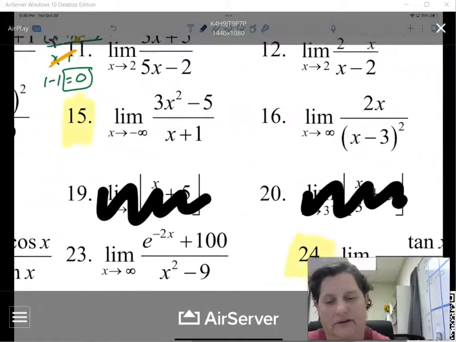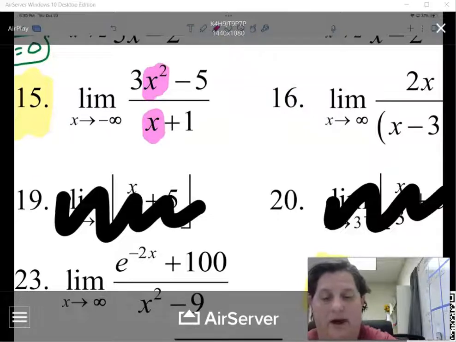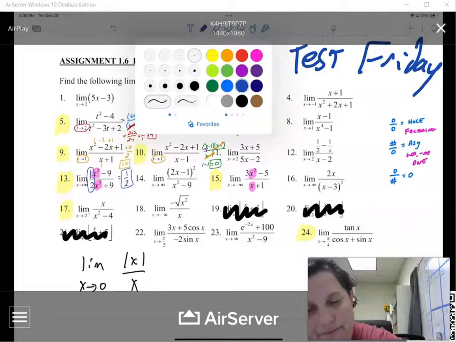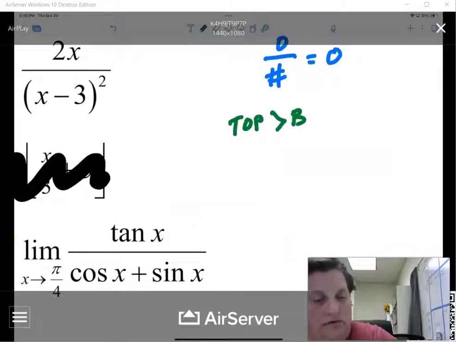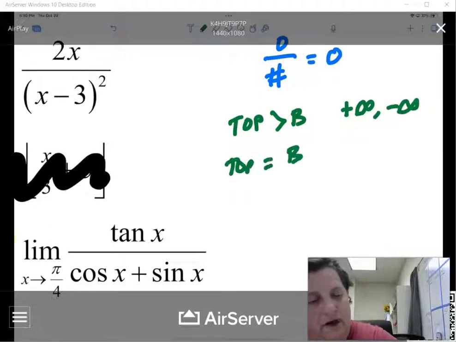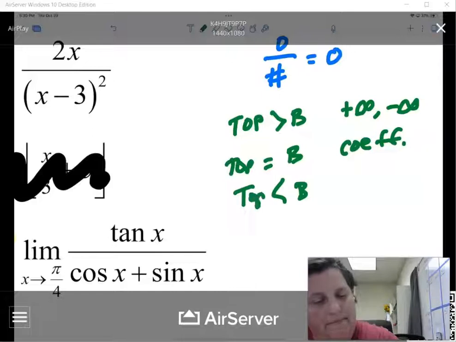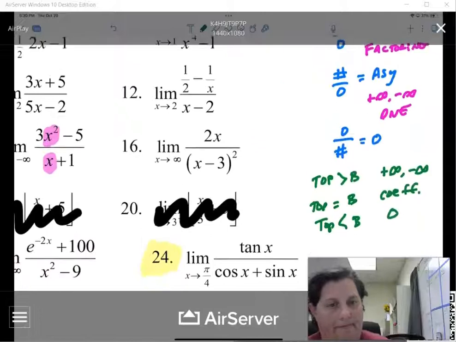So anytime they're equal on the top and bottom, we just use coefficients. Let's look at 15. If I look at the degrees here, the top is bigger than the bottom. Oh, I should write these rules down for you too, shouldn't I? Let's see here. For infinity: top bigger than bottom, it goes to positive infinity or negative infinity. Top equal to bottom, it goes to coefficients. Bottom bigger than top, it goes to 0. Okay? Cool. All right. So remember those.